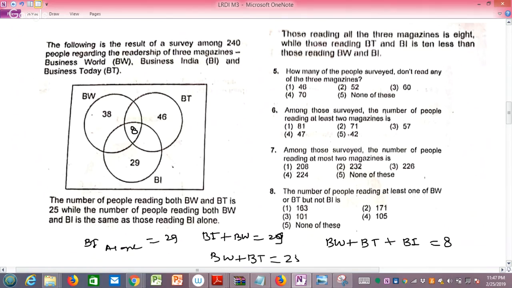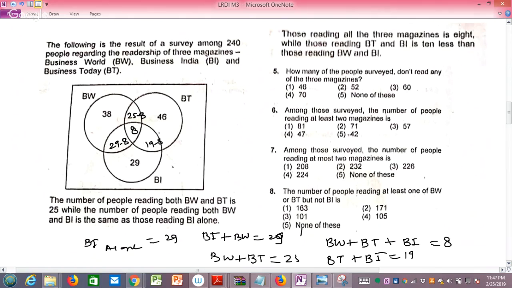And as BW and BT is 25, this will be 25 minus 8, because this whole space is 25. This space is 29, so this will be 29 minus 8. Also, those reading BT and BI is 10 less than those reading BW and BI. BW and BI is 29, so BT and BI will be 19. This will be 19 minus 8. Here it is 25 minus 8.